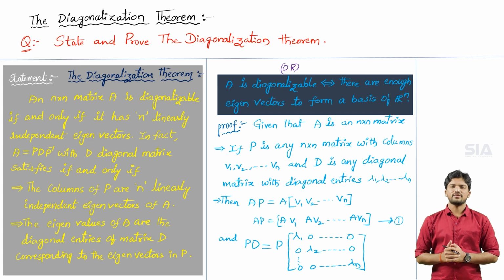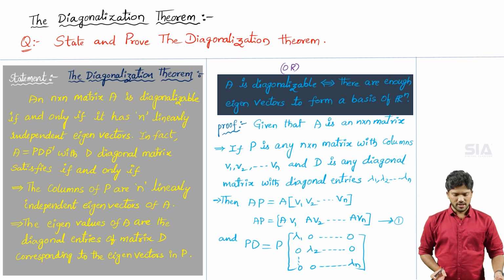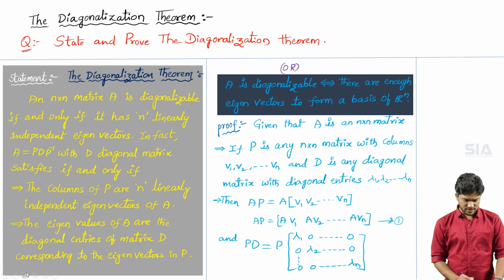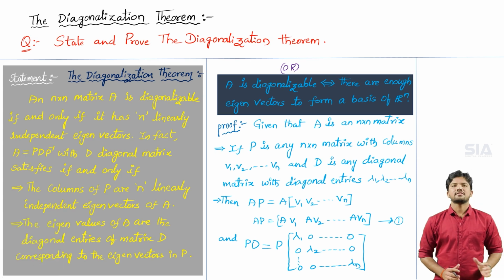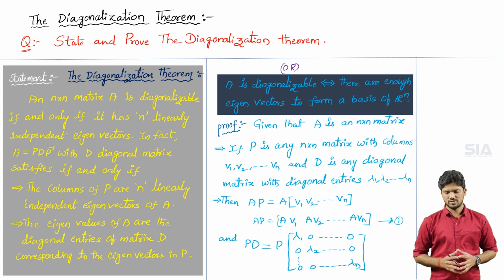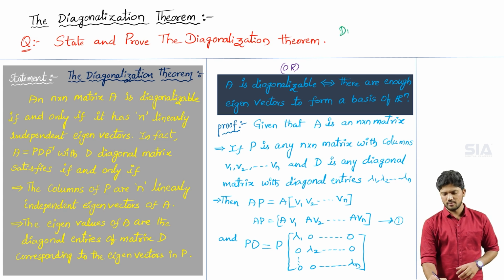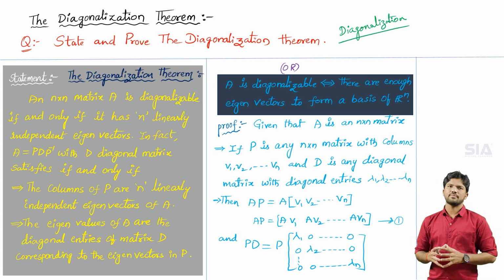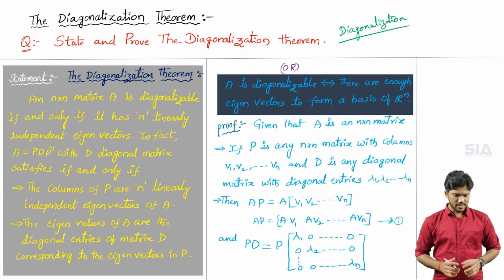So in this lecture, we are going to discuss one of the important theorems from the third unit, that is the diagonal theorem, or the diagonalization theorem. This is the first theorem of this unit. You know very well, the name of the unit is diagonalization and linear transformations. So in this unit, we are going to discuss diagonalization of a matrix, and also the linear transformations.